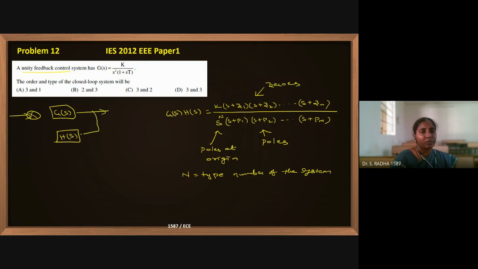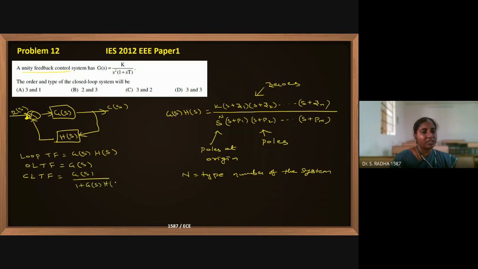Now, if the loop is asked, this is forward and feedback. This is R(s), this is C(s). Loop transfer function means only the multiplication of G(s) H(s). Open loop transfer function means only G(s). Closed loop transfer function means G(s) by 1 plus G(s) H(s), provided the feedback is negative, so the denominator comes minus. If it is positive here, the denominator will come plus. These are the differences between loop, open loop and closed loop transfer functions based on our diagram.